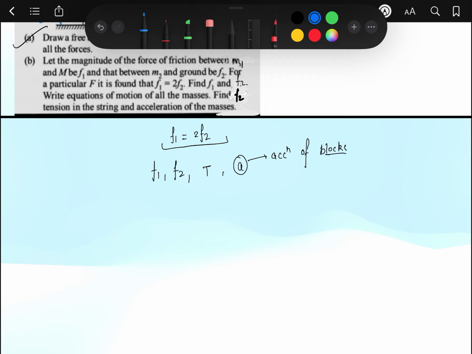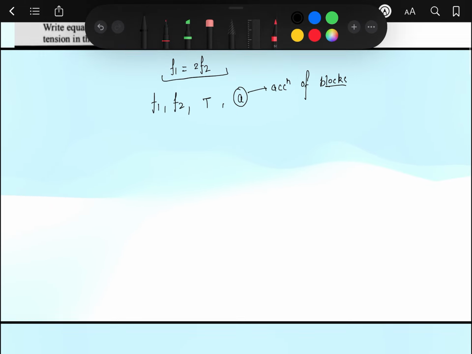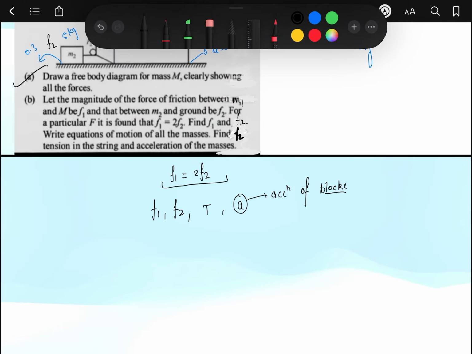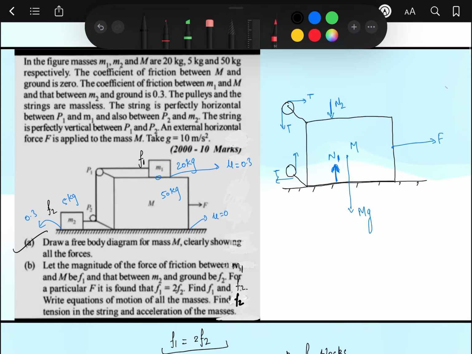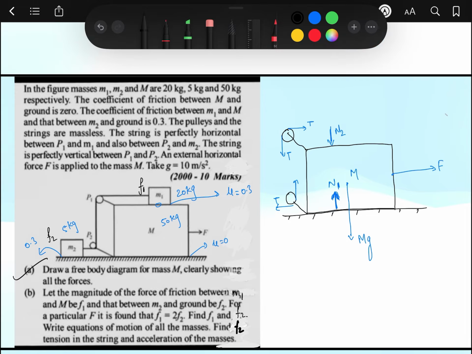Now let me draw the free body diagram for these two masses. Let me draw the situation here. There is an m1g force acting in downward direction, and there will be a normal force in upward direction due to the contact surface. Similarly for m2, there will be an m2g force acting in downward direction, and there will be a normal force in the upward direction.